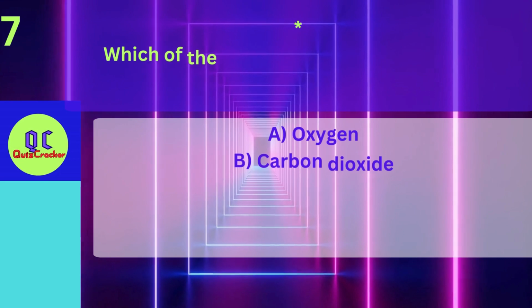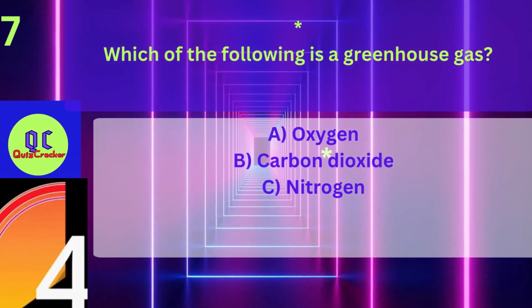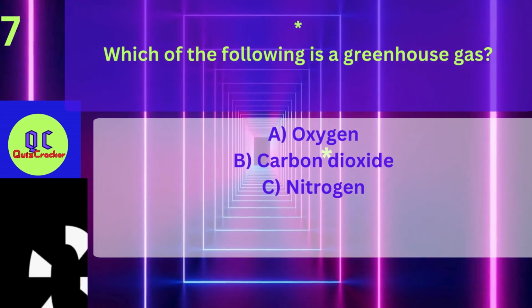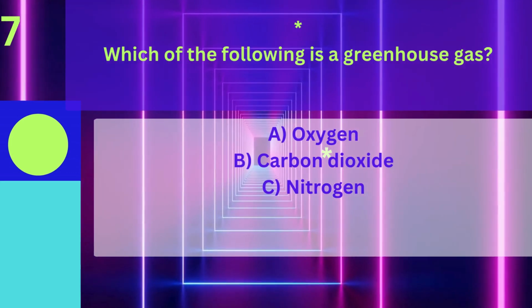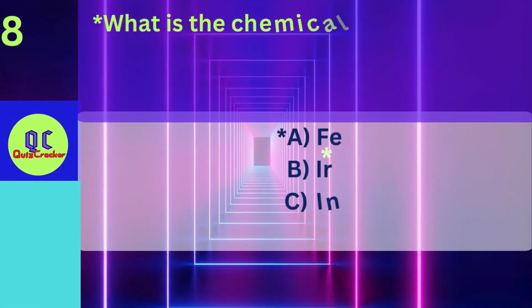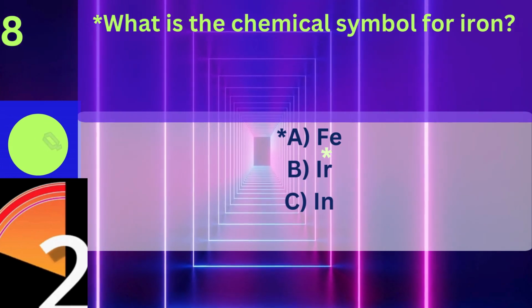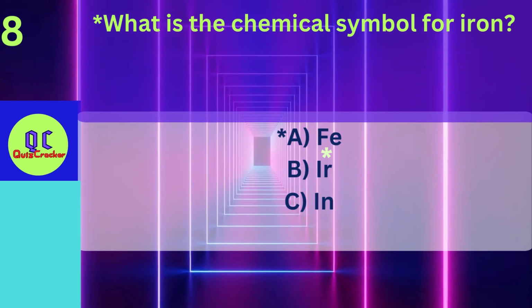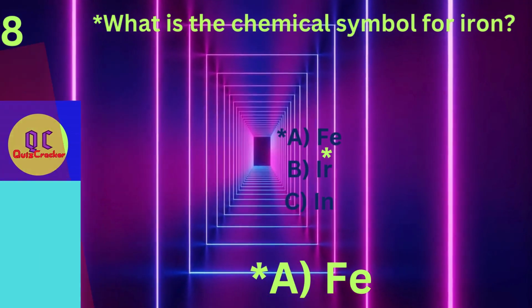Which of the following is a greenhouse gas? A. Oxygen. B. Carbon dioxide. C. Nitrogen. Correct answer, B. Carbon dioxide. What is the chemical symbol for iron? A. Fe. B. Ir. C. In. Correct answer, A. Fe.